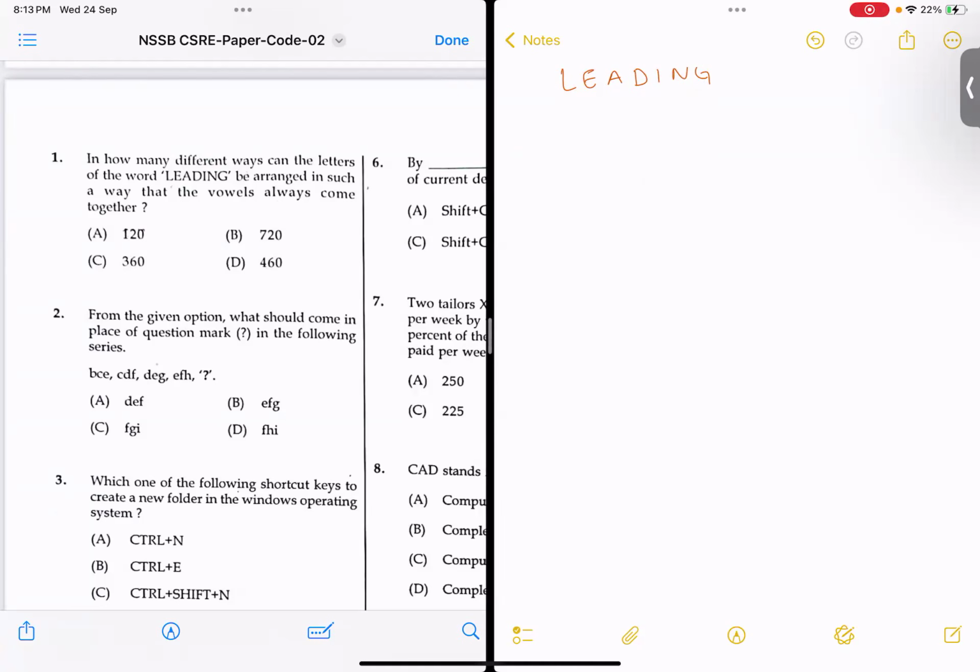Now here, if you look at the vowels, we have 3 vowels, right? E, A, and I. These are vowels, and the rest are consonants. And the remaining consonants are L, T, and G. These are consonants.